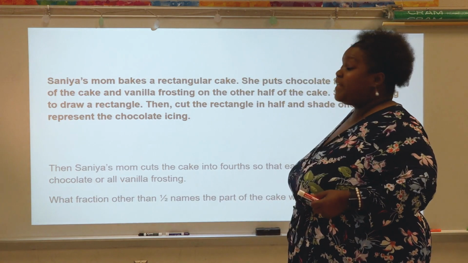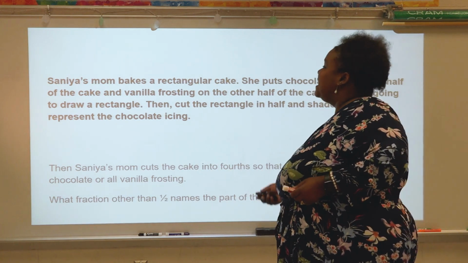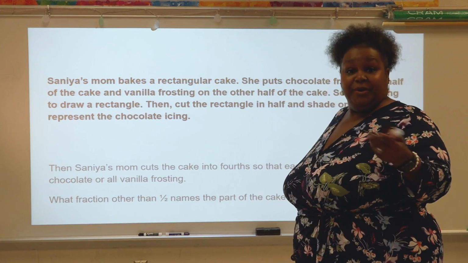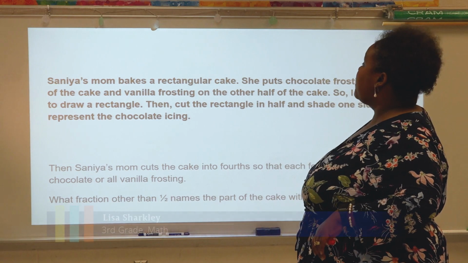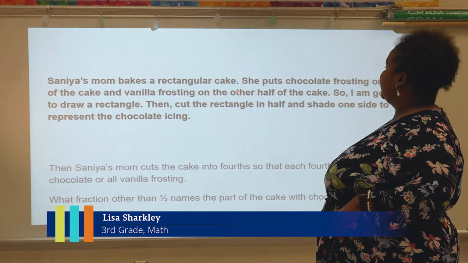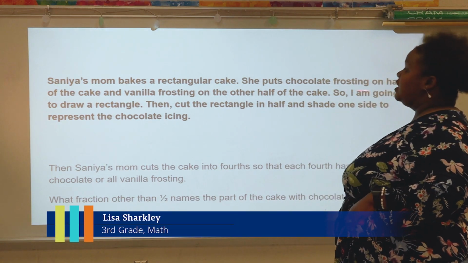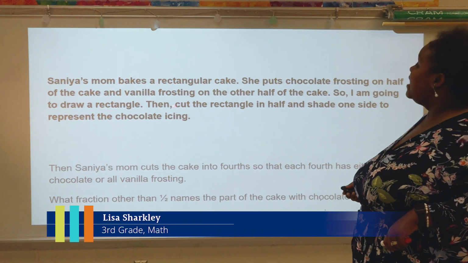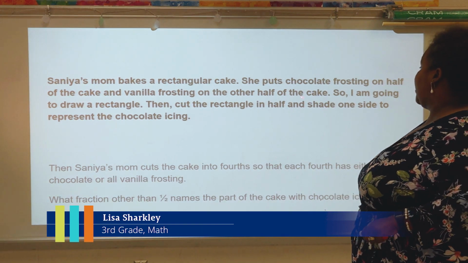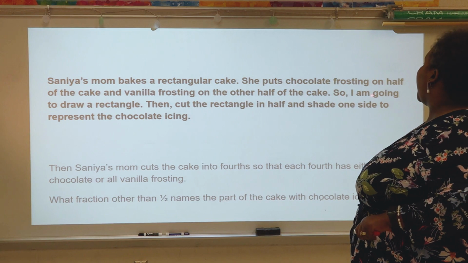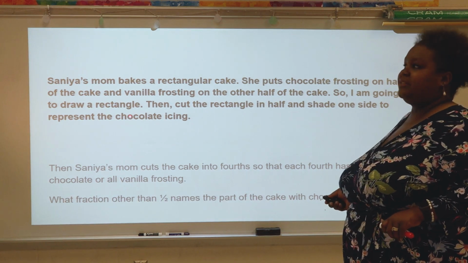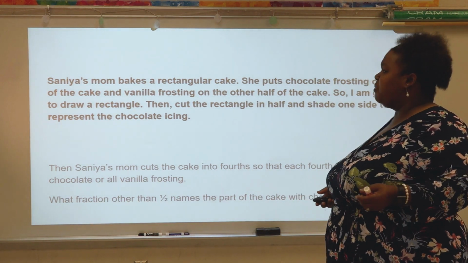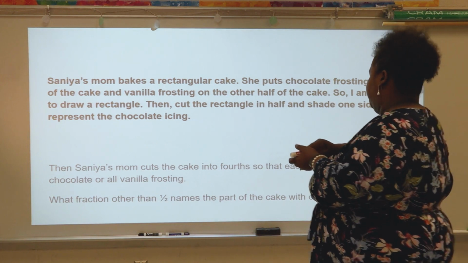I'll start off with a word problem. Read it with me if you can see it. Sanaya's mom bakes a rectangular cake. She puts chocolate frosting on half of the cake and vanilla frosting on the other half of the cake. So I'm going to draw a rectangle. I want to draw this problem out. I'm going to start off with a rectangle.